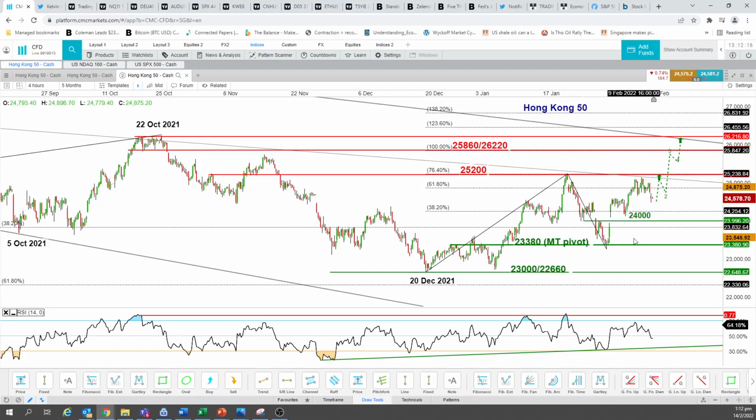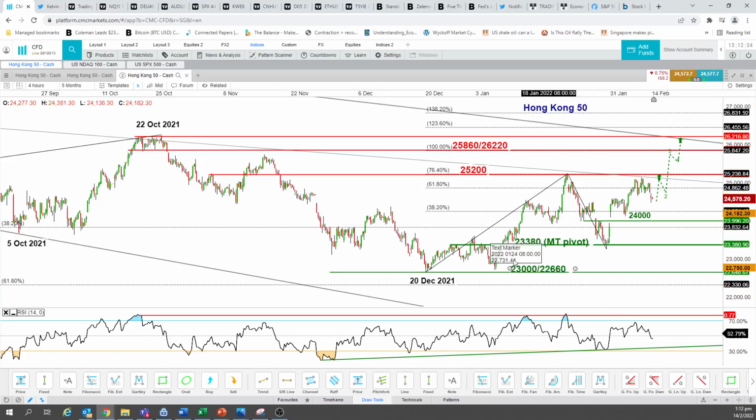But however, if we have a 4-hour close below 23,380, it could take us down to the long-term key pivotal support at 23,000 figure slash the excess, which is the low of 30th of December at 22,660.